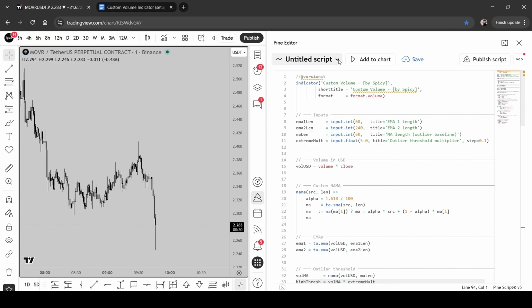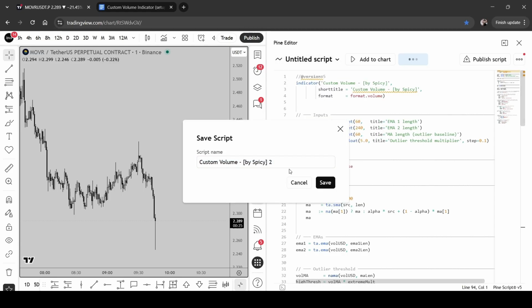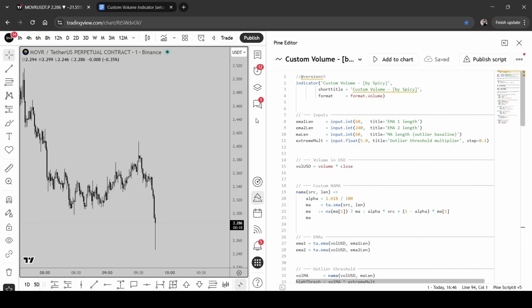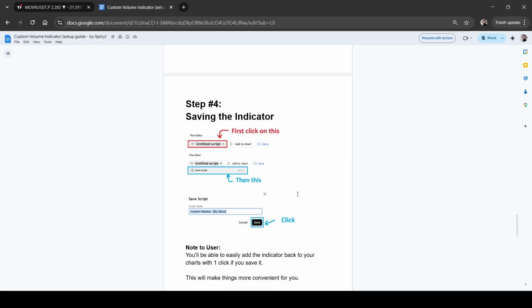All right, step 4, we want to save the indicator. So go up to the top, click the title, and then just click save. Save script. And at this point, you can edit the name of the indicator to whatever you want. After you save it, you'll be able to select it again from the My Scripts section in your indicators. This just makes life a little bit more convenient and easy for you.